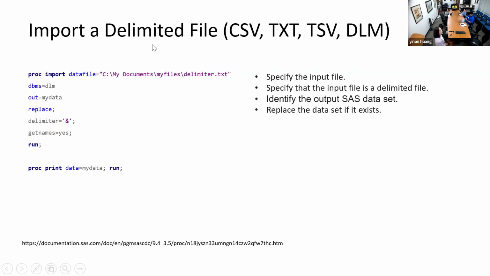So first, import a delimited file. A delimited file is one you see that ends with CSV, TXT, TSV, or DLM. Usually I see a file ending with CSV or TXT. This is a delimited file. You have to write this code, so SAS will import this TXT or CSV file into your library.